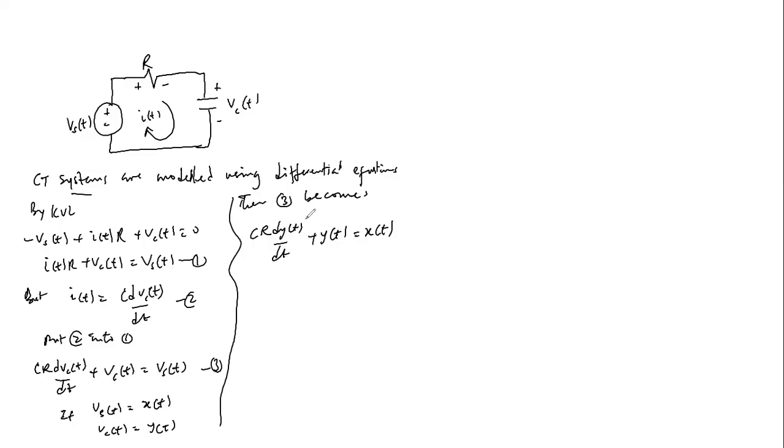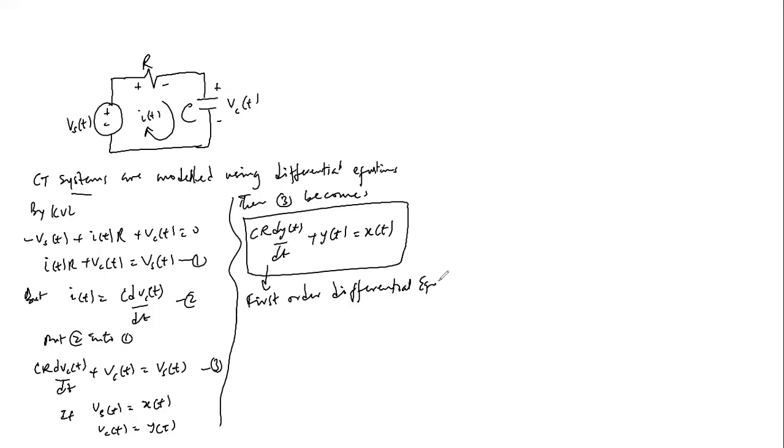That's simple. Now you see that given an RC circuit, the system can be modeled using a differential equation. And this is a first order differential equation. Okay. So alternatively, let's look at it the other way.